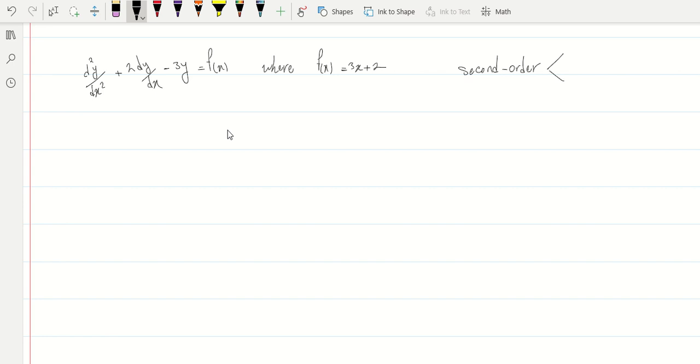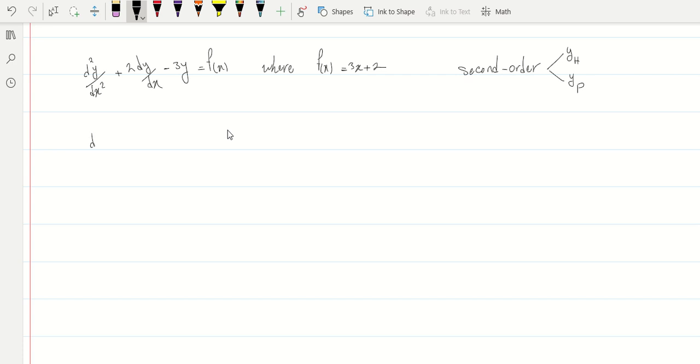The first answer is the homogeneous answer, and the second one is the particular answer. If you combine these two answers together, you get the general formula and general answer for this equation. So we want to first find the homogeneous answer. As you see here, this equation is not homogeneous because it is equal to 3x plus 2. If it was equal to 0, that would make it homogeneous.